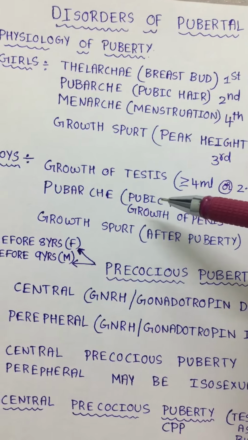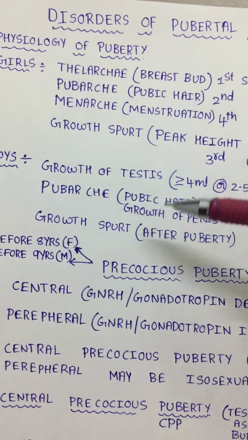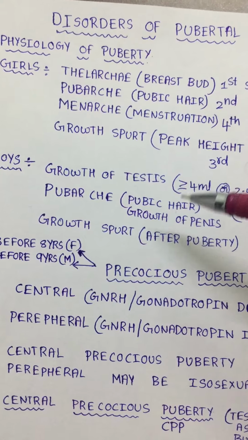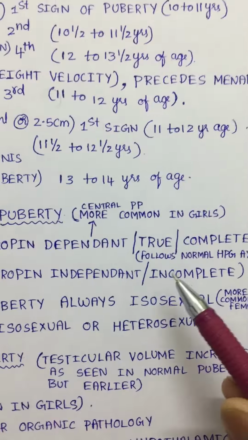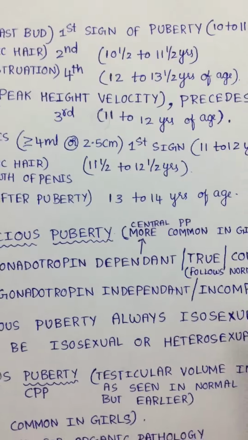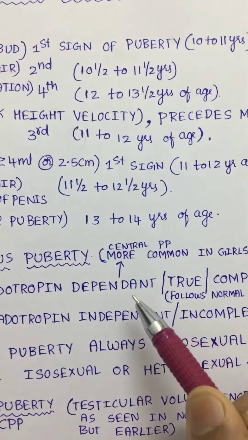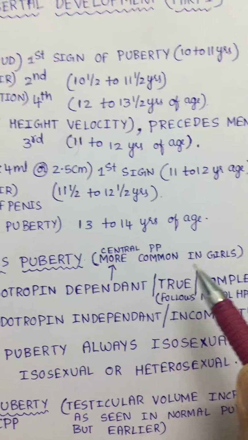Here the pubarche will occur first, and the stages are not like the normal. That's why peripheral precocious puberty is also called incomplete precocious puberty. Central precocious puberty, CPP, is more common in girls.